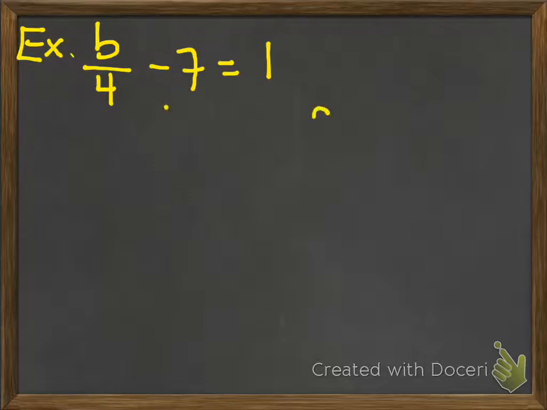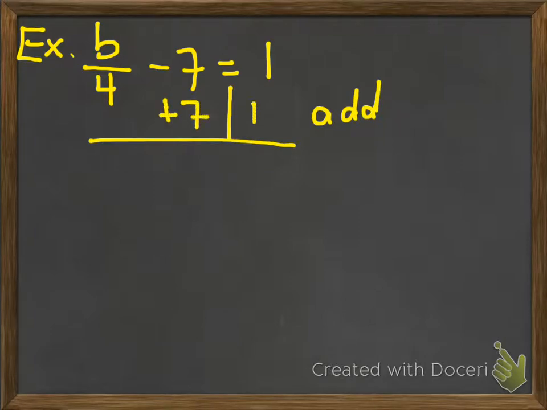Let's get rid of the minus 7. What's the opposite of a minus? Adding. So I'm going to add 7 to both sides. b divided by 4 is equal to 8.